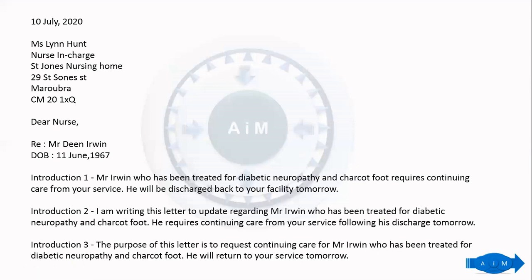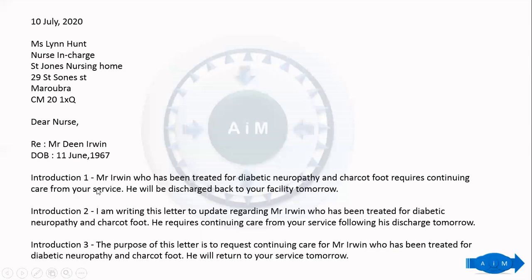We are trying to start the same introduction in 3 different ways, still able to carry the same meaning, and still giving a hint that the patient is known to the reader. So you can always try the same methods, and you can always go with another 3 things which I already told in the introduction planning: patient name, patient condition, and the purpose. Here Mr. Irwin is the patient name, and the diabetic neuropathy and Charcot foot is the patient condition, requires continuing care. It is the purpose of writing the letter, and these 3 things are always there in the introduction.